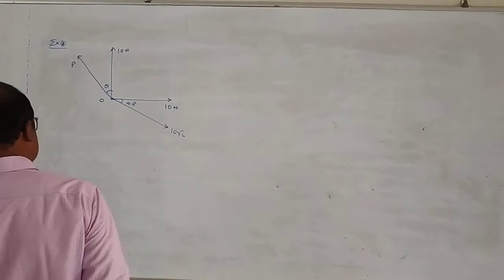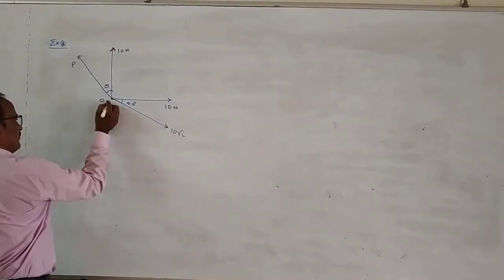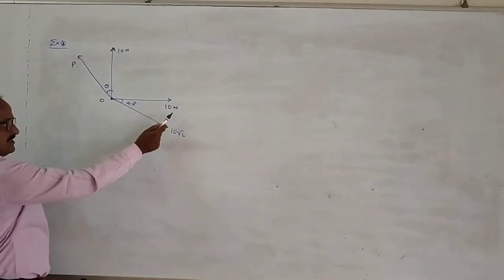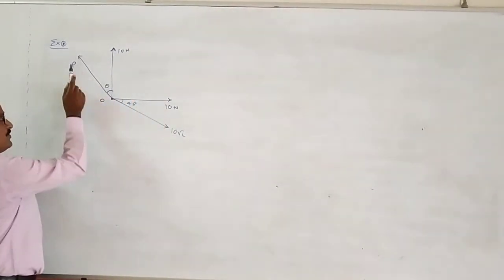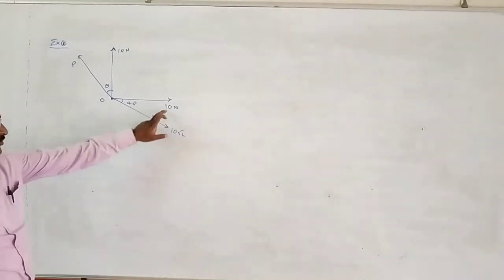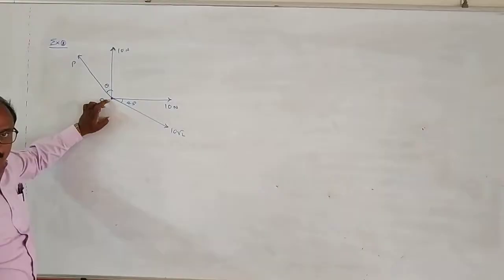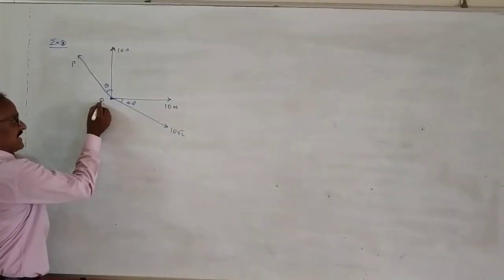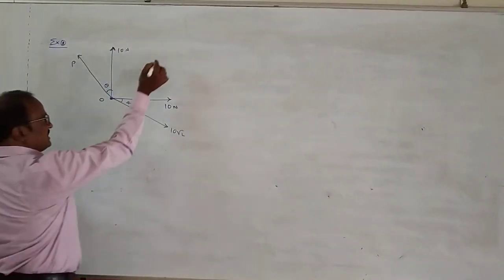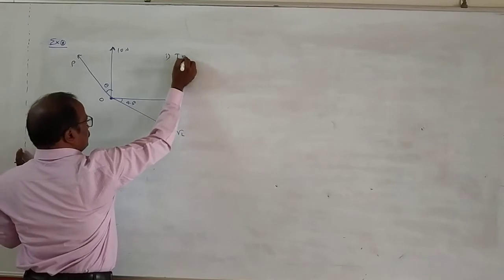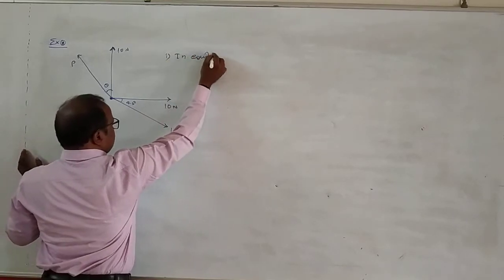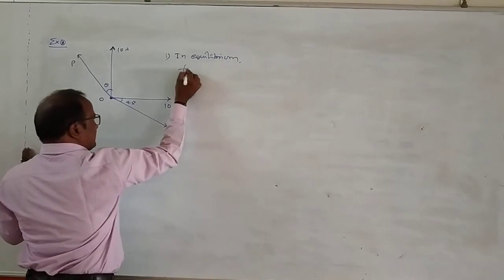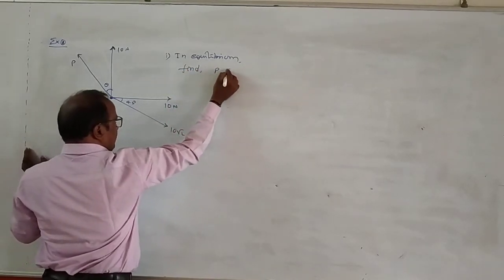Here is one more example for Lami's theorem. Here there are four forces: 10 newtons, 10 newtons, P newtons, and 10 newtons. These four forces are acting at the point simultaneously, and the point is in equilibrium. So in equilibrium, find the value of P.